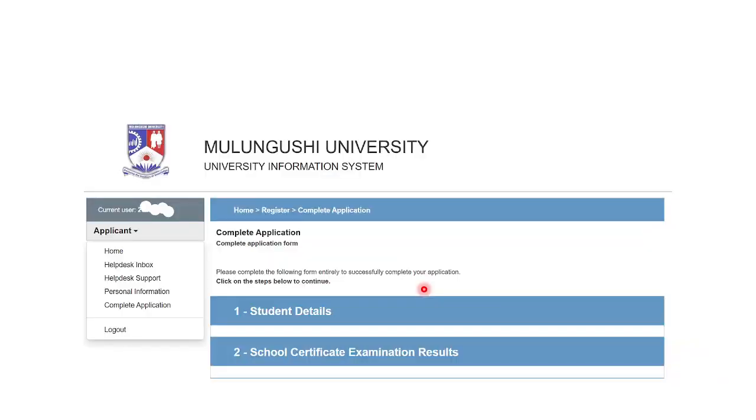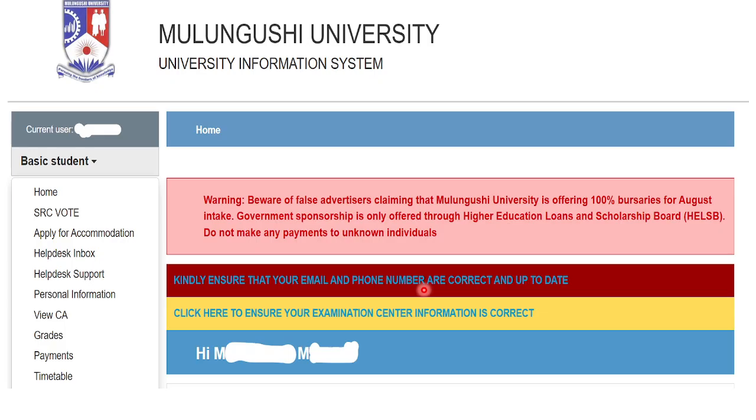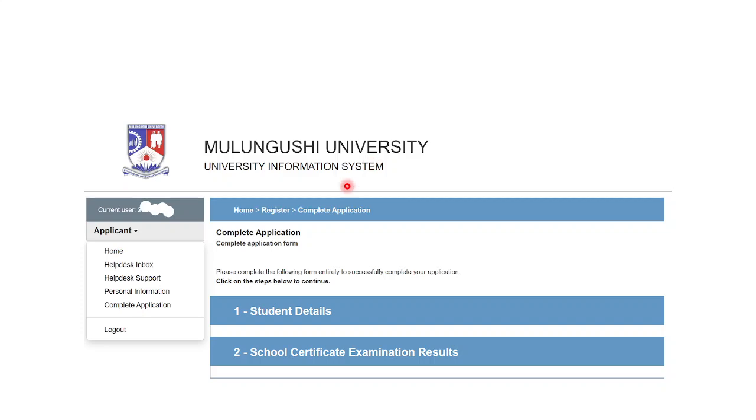Now let me show you how the portal looks when you have been accepted. It looks like this. You can see it is even having more color. We have these things in this color, it is called mustard, and then we have this blue color. You can see the difference here.